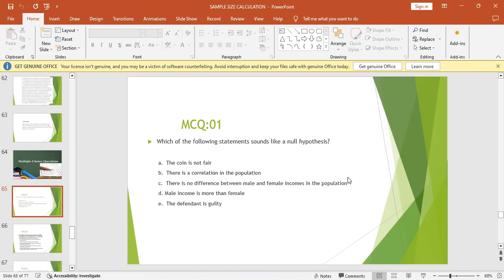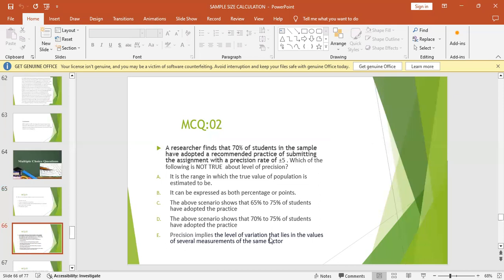The null hypothesis is that there is no difference between the male and female incomes, because in the null hypothesis we say that there is no difference. This is the null hypothesis, so the right option is the one stating no difference.